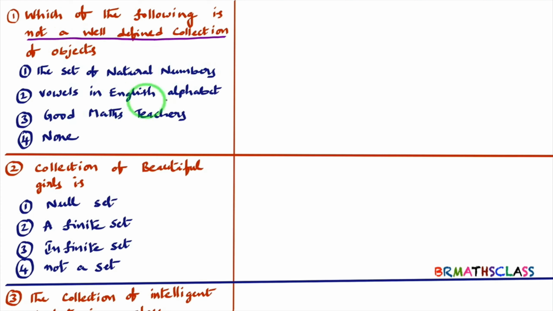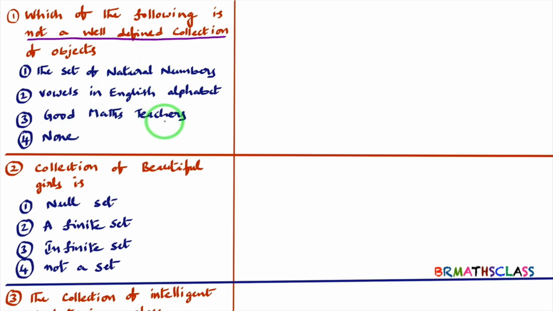You see vowels in the English alphabet. Are vowels in the English alphabet well defined or not? What are vowels in the English alphabet? Everybody knows them: A, E, I, O, U. So vowels in the English alphabet are also well defined, but they are asking which is not a well-defined collection of objects.